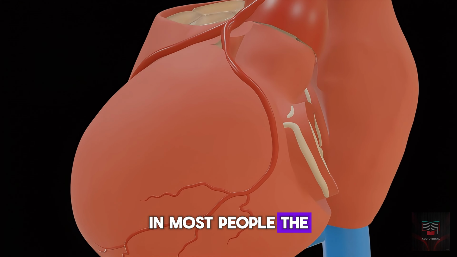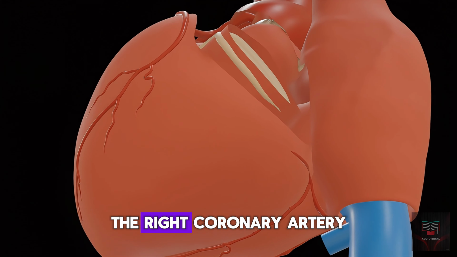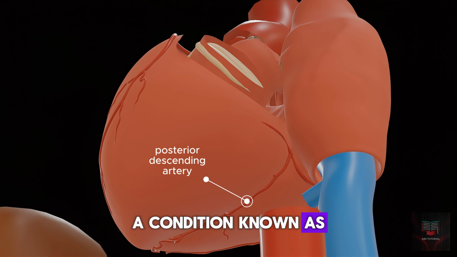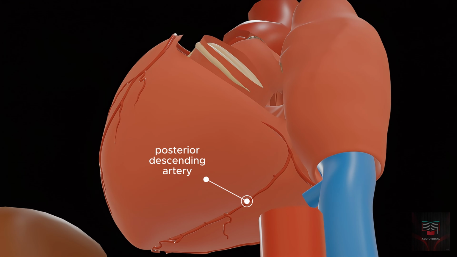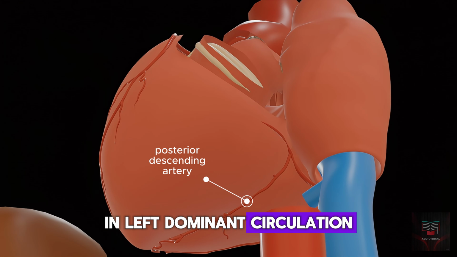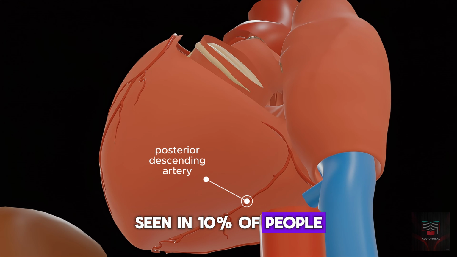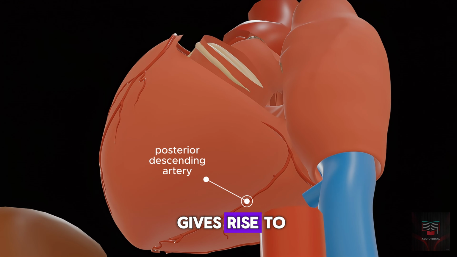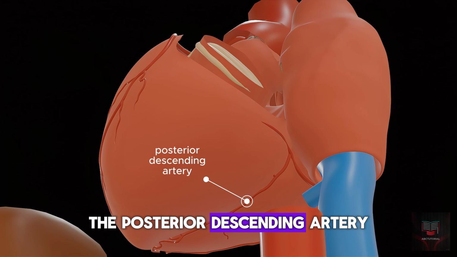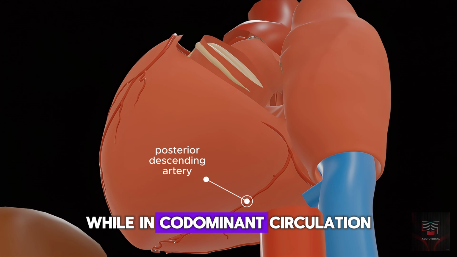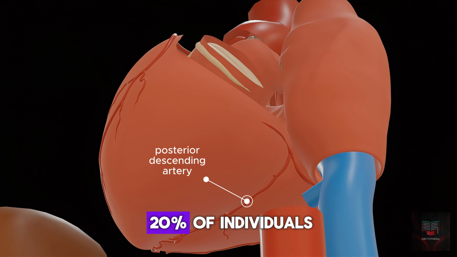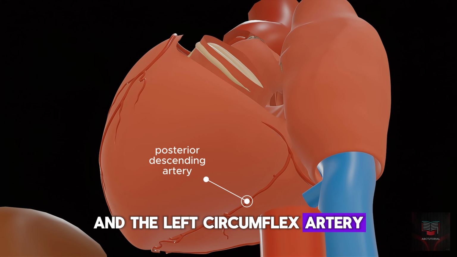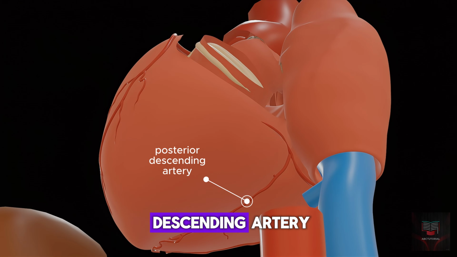In most people, the posterior descending artery is from the right coronary artery, a condition known as right dominant circulation. In left dominant circulation, seen in 10% of people, the left circumflex artery gives rise to the PDA, or the posterior descending artery, while in codominant circulation, which is seen in 20% of individuals, both the RCA and the left circumflex artery contribute to the posterior descending artery.